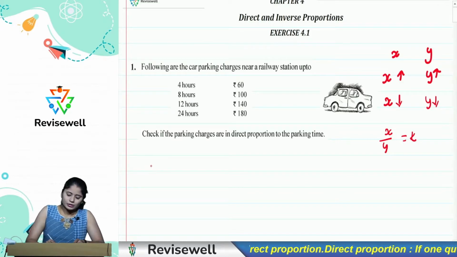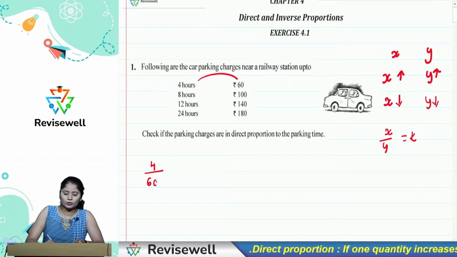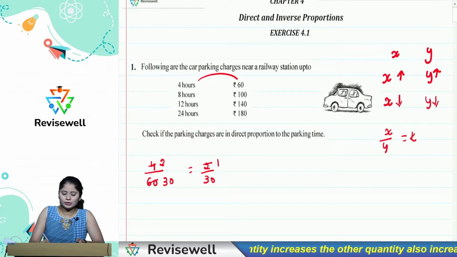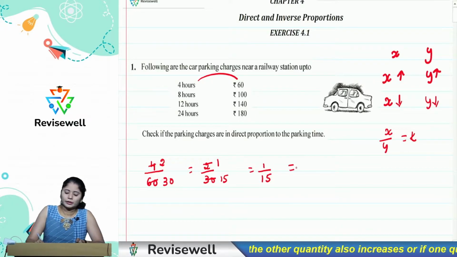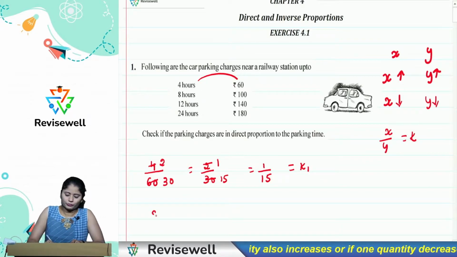Okay, so first let me find out the ratio between 4 and 60. So 4 by 60, cancel it with 2 2s are 4, 2 3s are 6. So this is 2 by 30. Further I can do cancellation, 2 1s are 2, 2 15s are 30. So this is 1 over 15. So let me take this as constant K1. Same thing, let me do it for the second one.